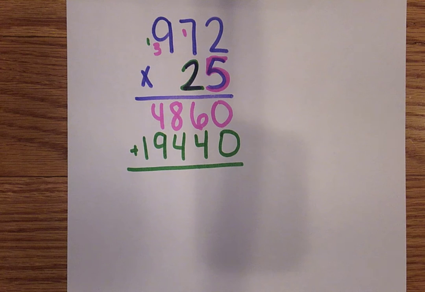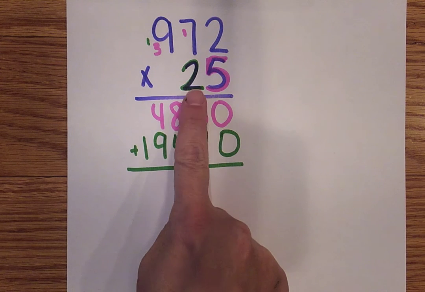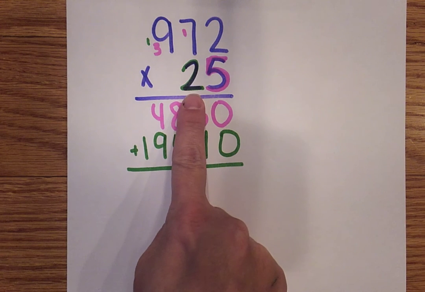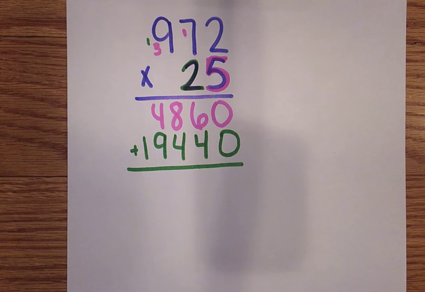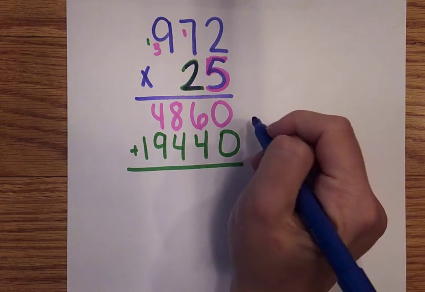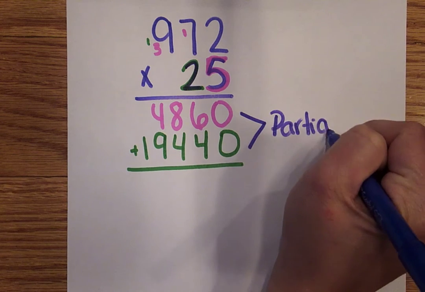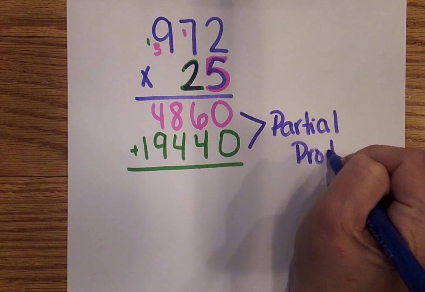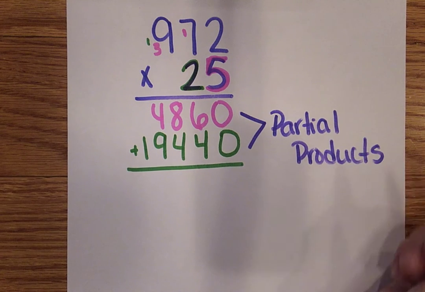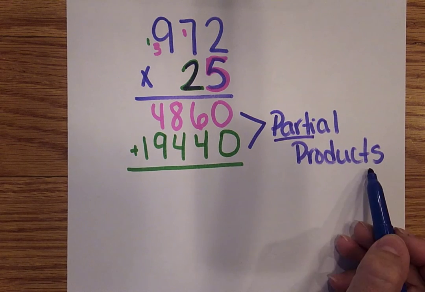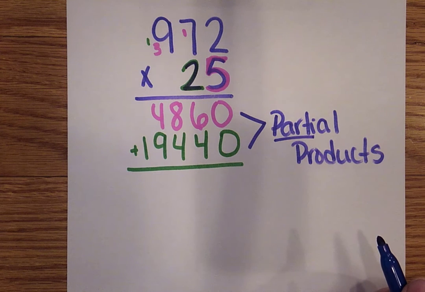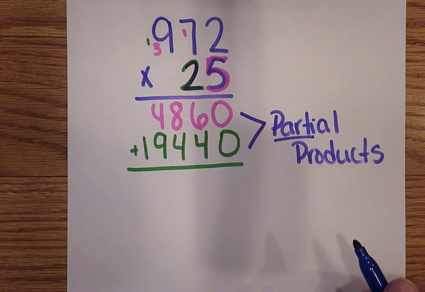Now that I'm done with my 2, I've multiplied by both my 2 and my 5, I can add those two partial products. So both of these are considered partial products. It's part of the product, and the product is an answer of a multiplication problem. So let's get the total product.